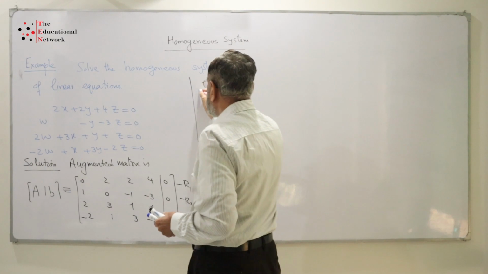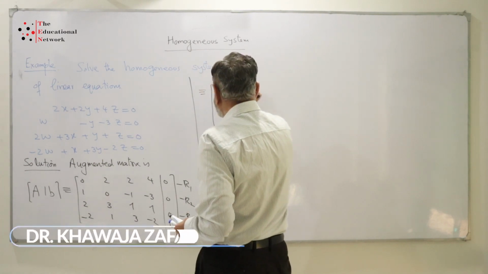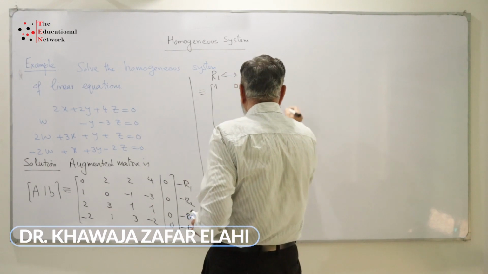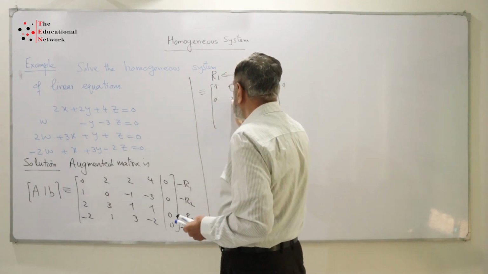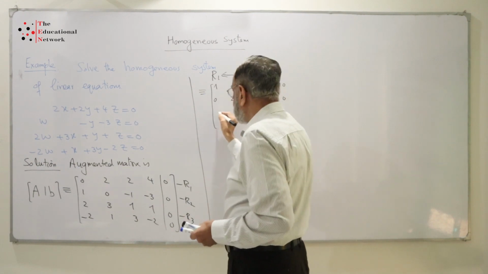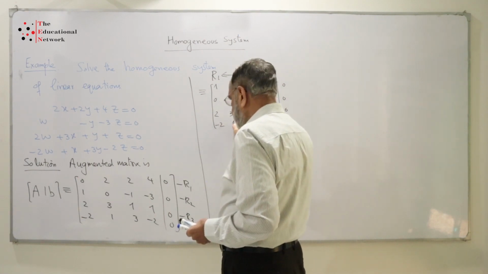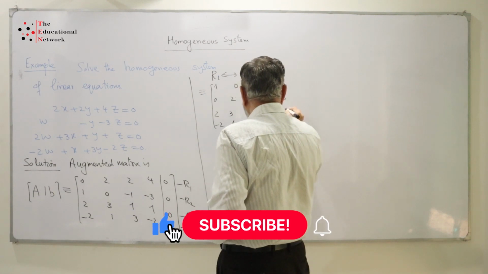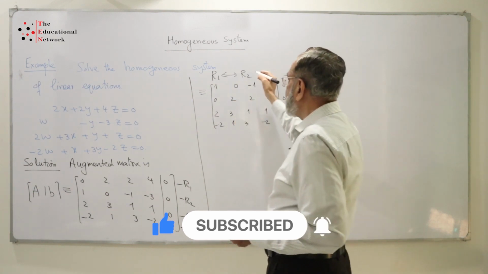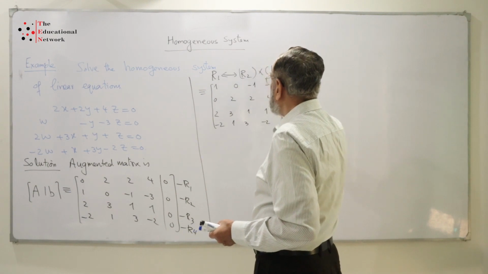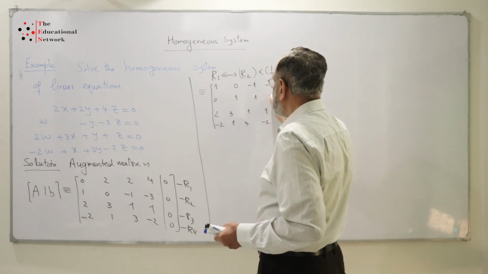So we get the new matrix. The leading entry here is 1, then 0, minus 1, minus 3, and 0. That's my new R1. Now R1 becomes R2: 2, 2, 4, and 0. Then we have 2, 3, 1, 1, and 0, and then minus 2, 1, 3, minus 2, and 0. One thing we can do here is divide R2 by 2, multiplying by 1/2. Then we get 1, 1, 2, so we get the leading entry here also.